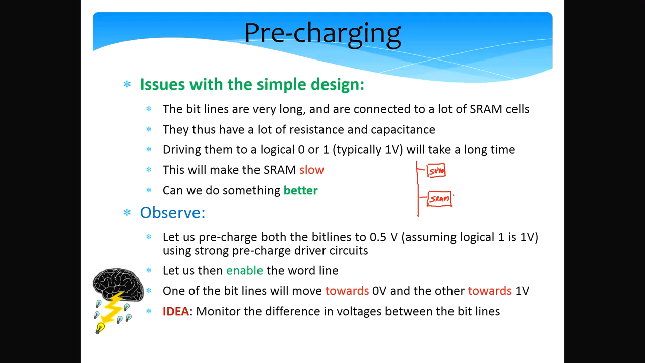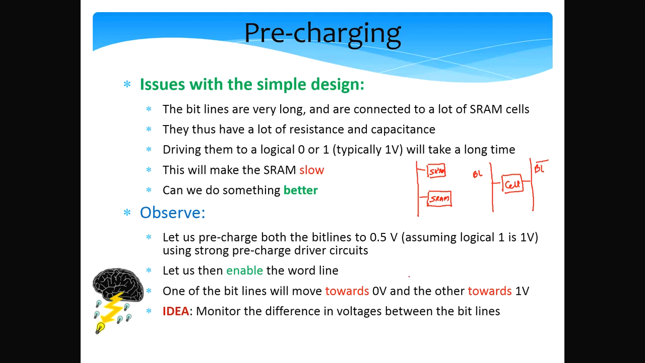So let us do one thing. Let's consider the simple SRAM cell, which has 6 transistors, which is connected to two very, very long bit lines. They are called BL and BL bar.